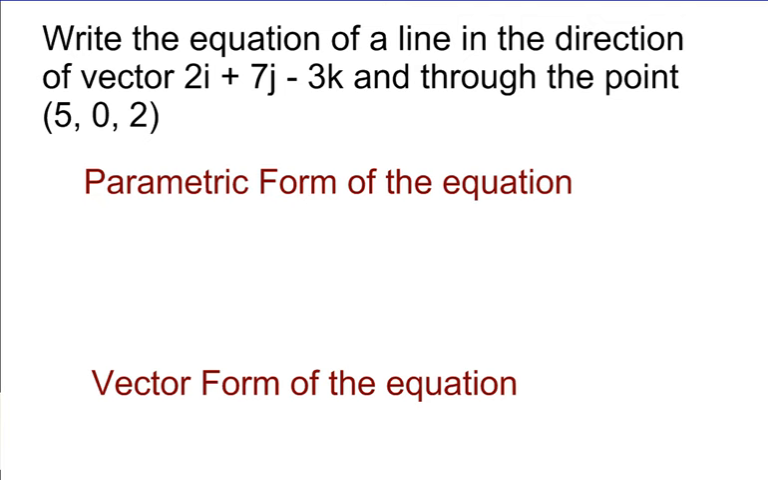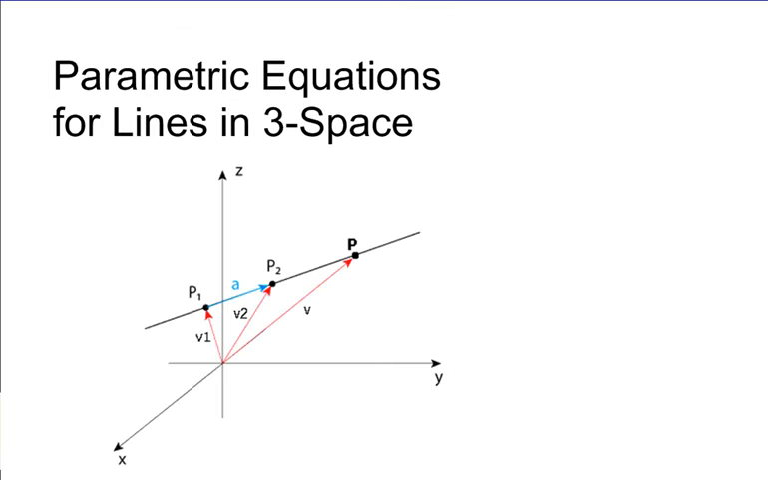So in our first problem, we are asked to find the equation of a line in the direction of vector 2i plus 7j minus 3k and through the point 5, 0, negative 2. Now to connect this with the picture we just saw, the vector that we were given could be like that vector a on the picture. It's not necessarily this specific line, but it tells us the direction of the line, and the point that was given to us could be any of these points, p1, p2, or p.